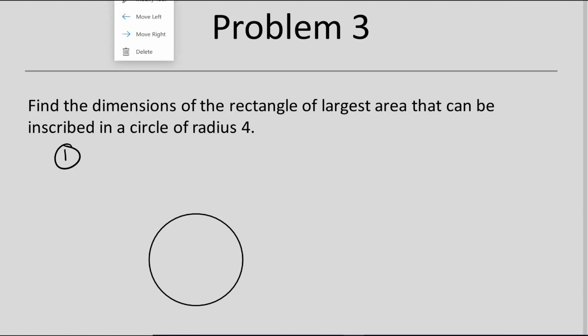So we want to find the dimensions of the rectangle of largest area. Let me just draw some sort of rectangle. Inscribed. Of course, not to scale, right? So it's where it's touching, like this. That would be inscribed in there. So neat, I'm drawing a picture, but wait a second. There's got to be more information than just this. Find the dimensions of the rectangle of largest area that can be inscribed in a circle of radius 4.